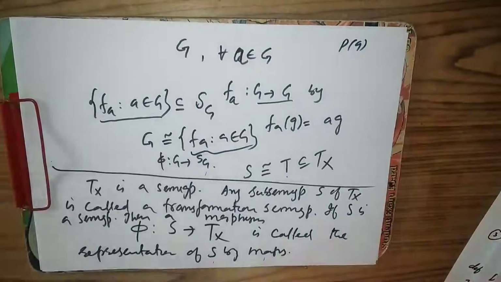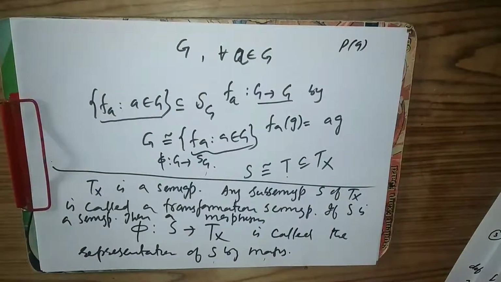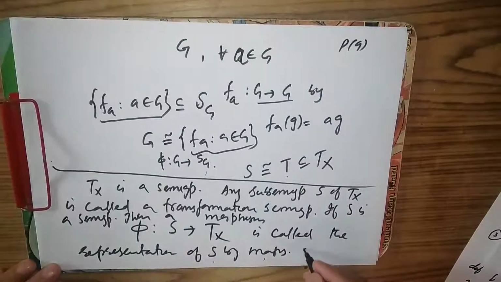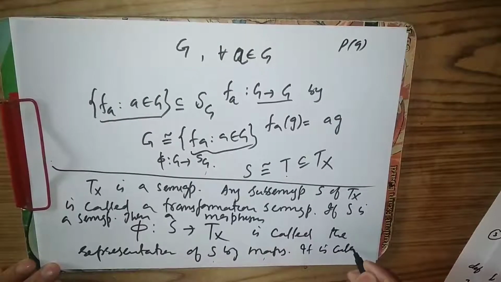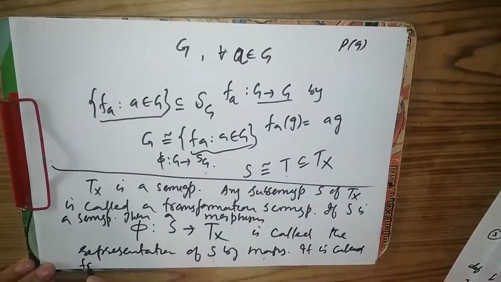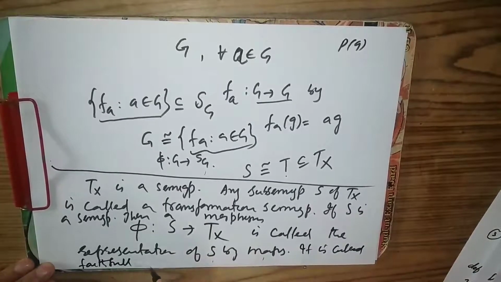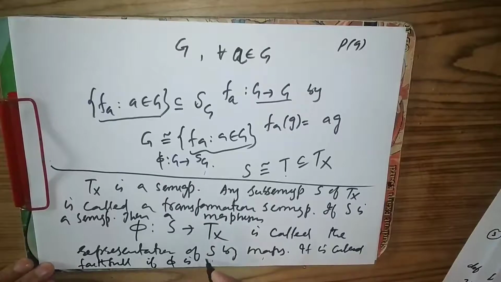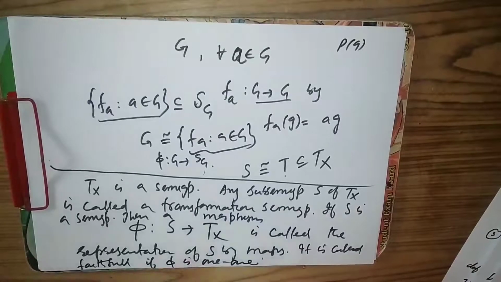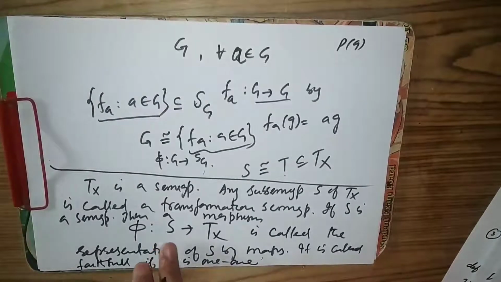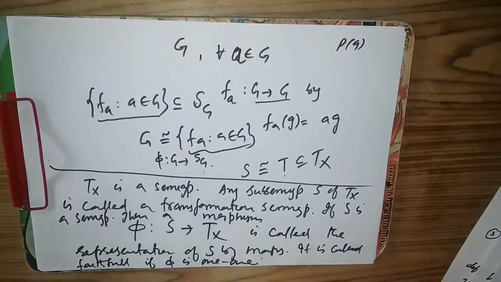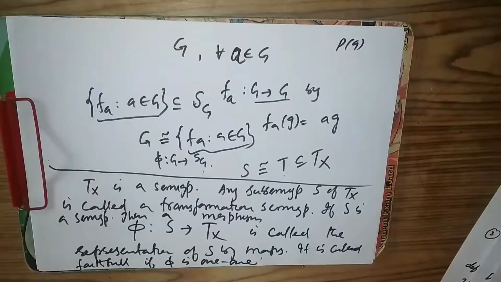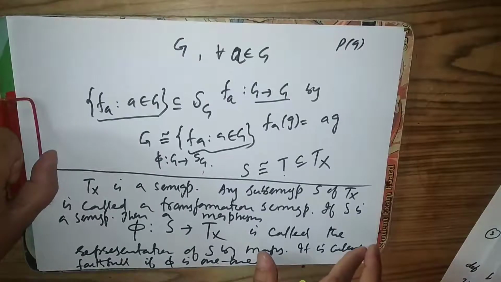This representation is called faithful if phi is 1-1. So if the representation phi from a semigroup S to Tx is also 1-1, it's first a morphism, and if it's also 1-1, then such a representation is called faithful.